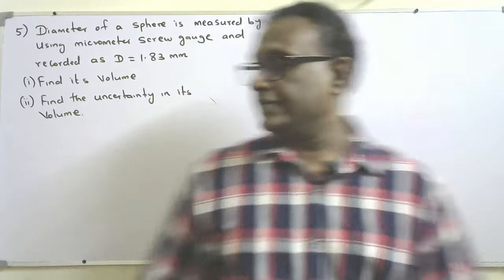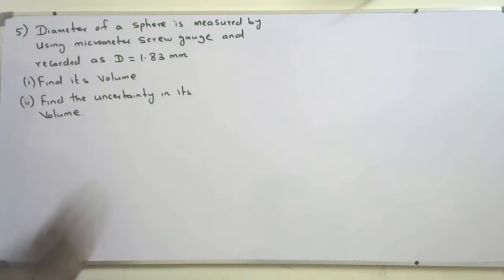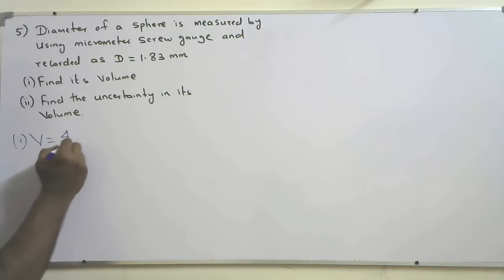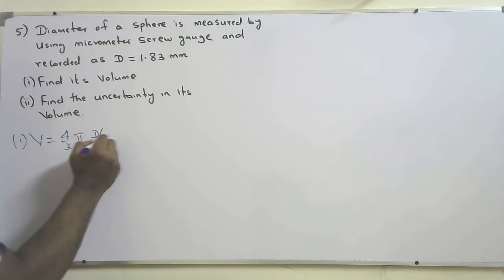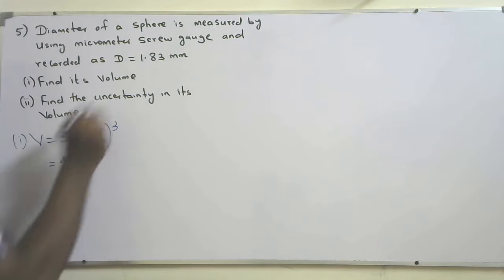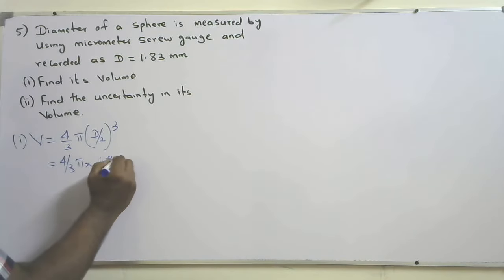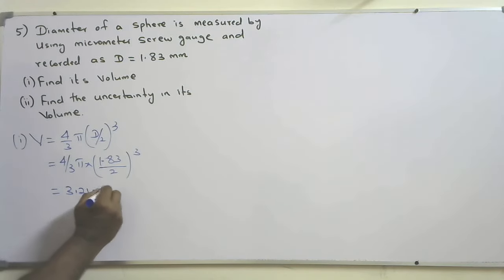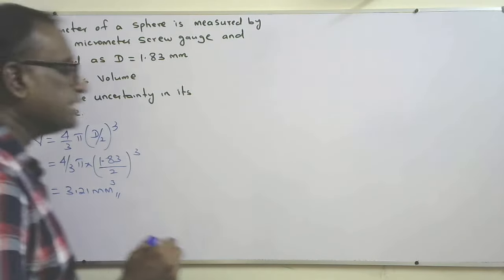Right, so first part, find its volume. Volume equals 4/3 πr³, or (d/2)³. So that will be 4/3 π, the diameter given is 1.83 millimeters, divided by 2, all cubed. We can give it in 3 significant figures, 3.21 millimeter cubed.